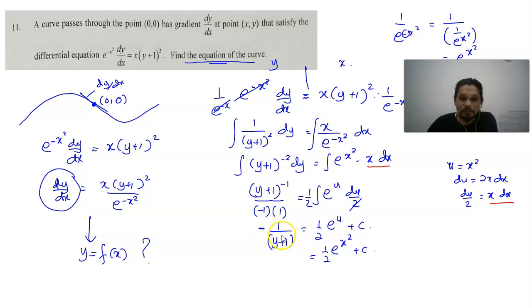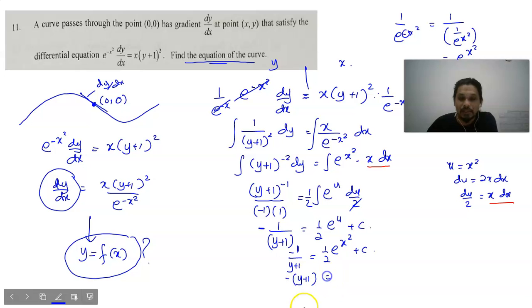And this one here now, it is negative 1 over y plus 1. We want it in the form of y equals f(x). So then, make this one as y plus 1, our negative here. Okay, so take the reciprocal of everything here, 1 over 2 e to the power of x squared plus c.